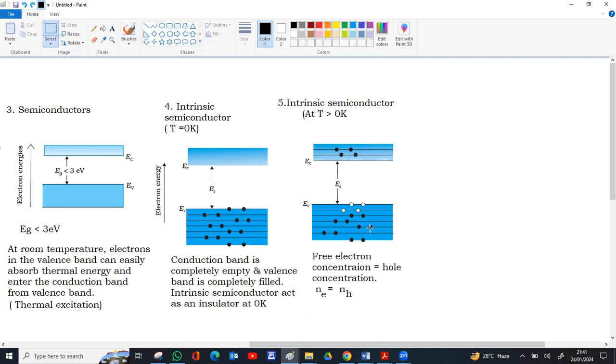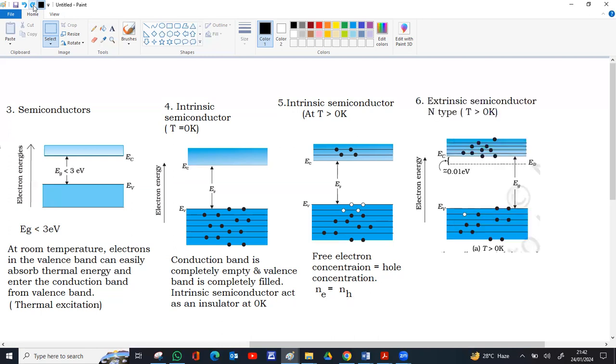The product of Ne into NH. Both Ne and NH are intrinsic semiconductors, so both these can be classified as Ni. So Ne into NH equal to Ni into Ni, that will be Ni square. That is applicable to intrinsic and extrinsic semiconductors. It's coming in the next step.